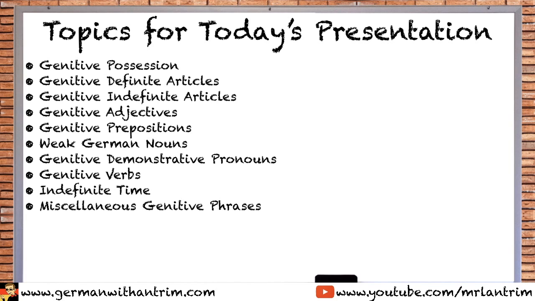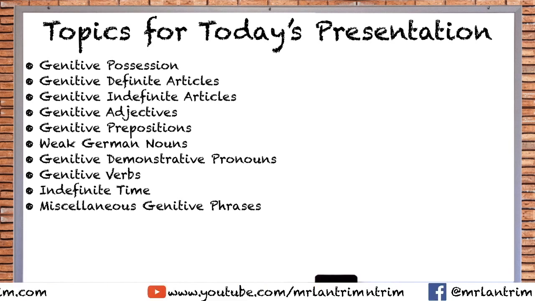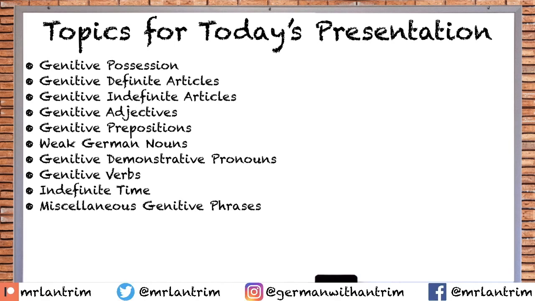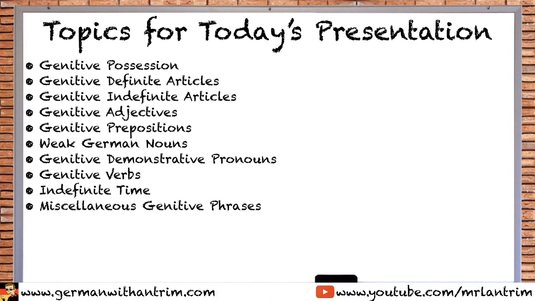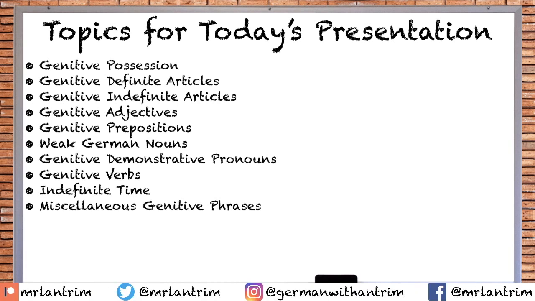Then we're going to talk in depth a little bit about these weak German nouns. They've been in my accusative presentation. They were in my dative presentation. We also have to talk about them again in the genitive case because they are slightly different in the genitive case than they are in the other cases. Genitive demonstrative pronouns are not the same as definite articles. This is the first case that we get that changes things significantly, and so we have to talk about demonstrative or relative pronouns in this.